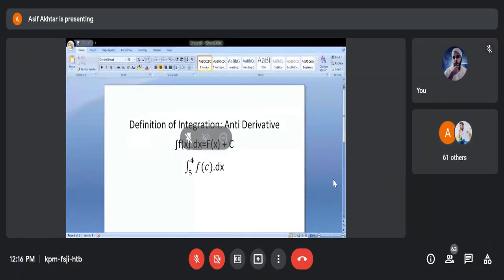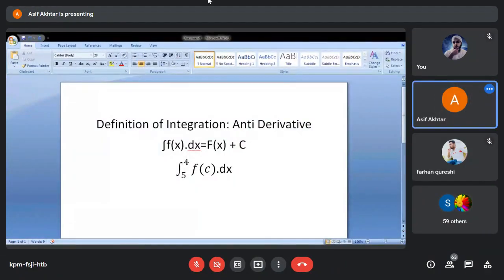And that is why we also call this antiderivative. This is why we call it antiderivative. So this is what we have. So integration is the opposite of differentiation.